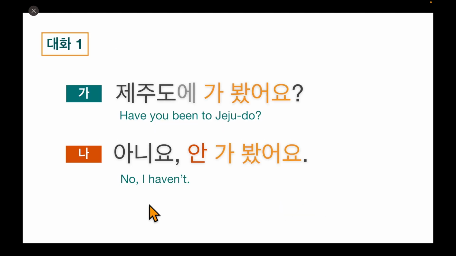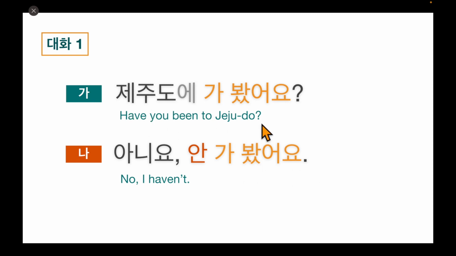Now let's practice using 아보다 and 어보다 in the dialogue together. I'll read each sentence twice and you can repeat after me. 제주도에 가봤어요? 아니요, 안 가봤어요. One more time. 제주도에 가봤어요? 아니요, 안 가봤어요.